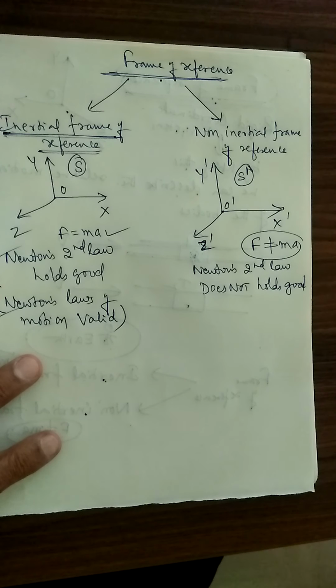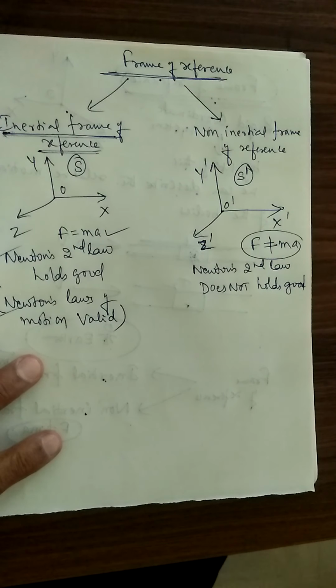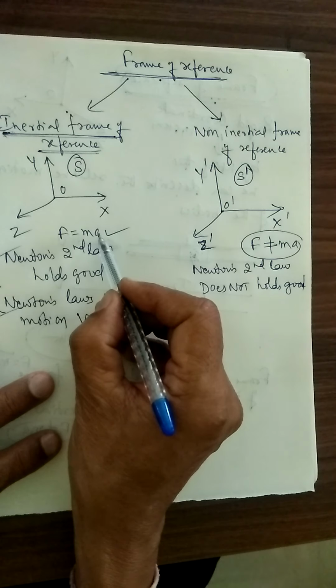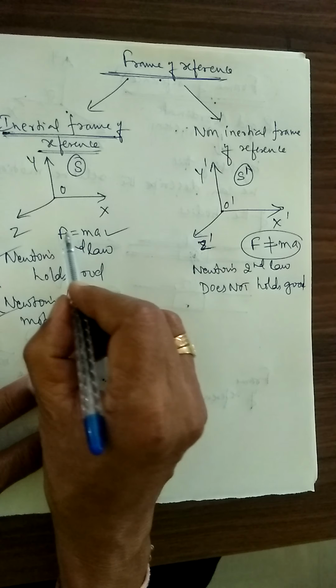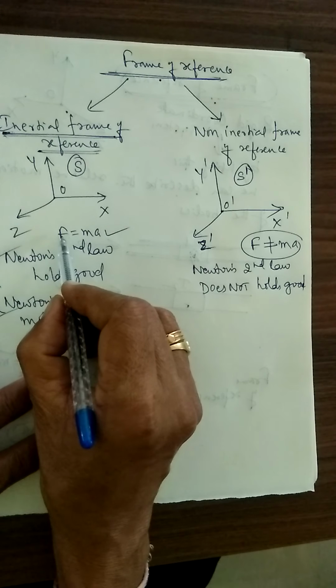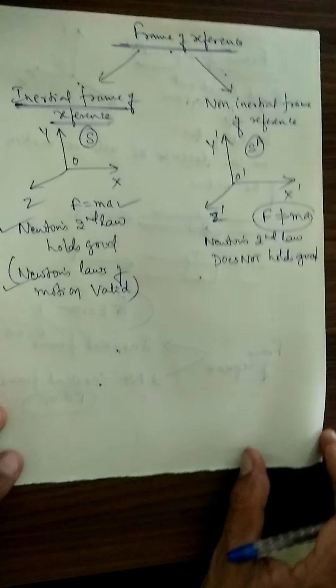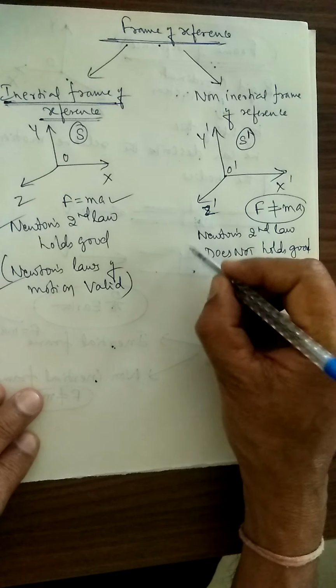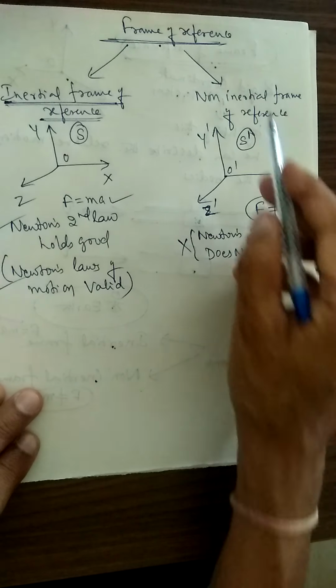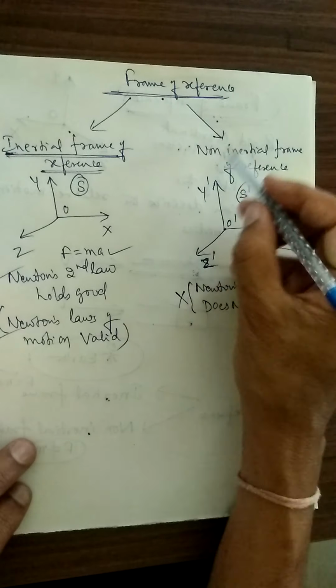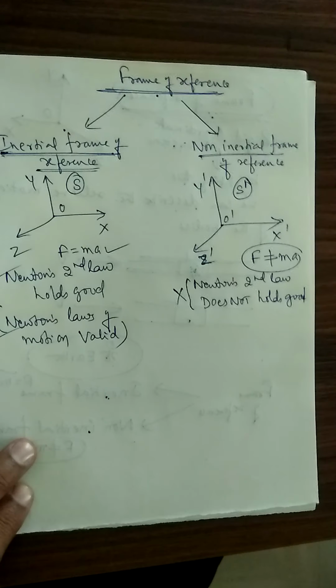F is the force, m is the mass, a is the acceleration produced by the body whose mass is equal to m, on which there is a force acting, and that force is equal to F. So therefore, if Newton's second law does not hold good here, such a frame of reference is called a non-inertial frame of reference.